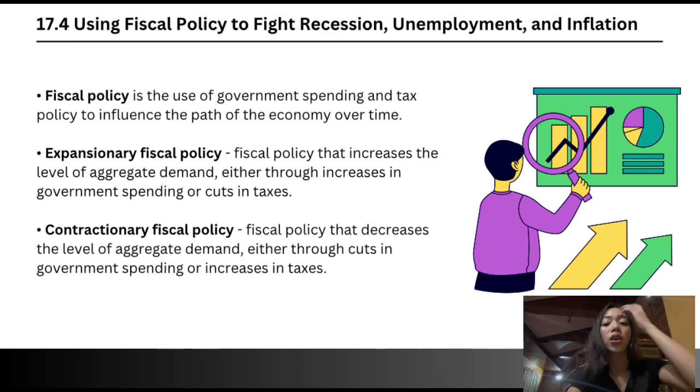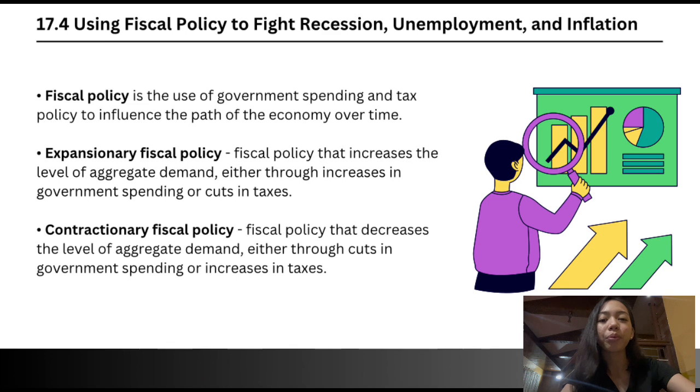Second is the contractionary fiscal policy. This slows down the economy. Its purpose is to reduce inflation and excessive economic growth. How does this happen? It decreases government spending, for example, by cutting public programs. It increases taxes to reduce consumer spending. When is it used again? It is used when inflation is too high and the economy is overheating.